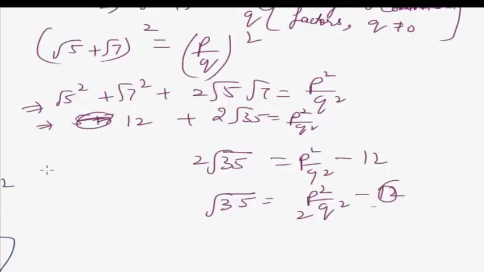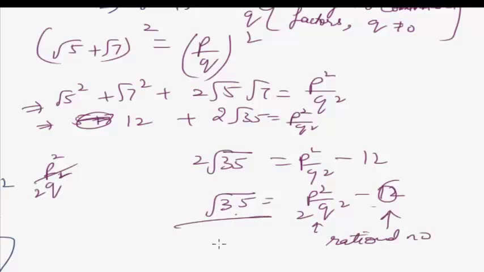Now clearly, p by q, since we have assumed it as rational, so its square will also be rational, and divide by 2 will also be rational. So this term is a rational term, this term is also a rational term, therefore this complete simplification will also give us a rational number.